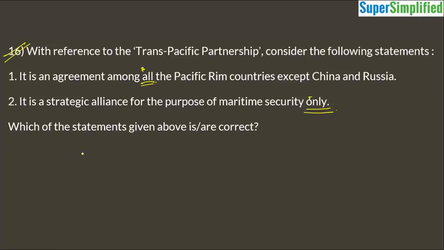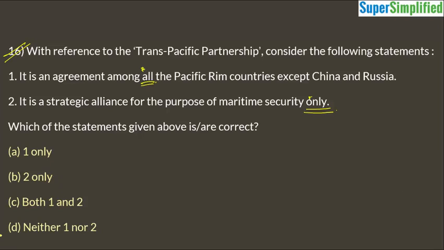Which of the following statements given above are correct? A, 1 only, B, 2 only, C, both 1 and 2, and D, neither 1 nor 2. The correct answer is neither 1 nor 2. It says it is an agreement among all the Pacific Rim countries except China and Russia. Actually in TPP there are only 12 countries. And if you see geographically Pacific Rim countries, there will be around 50 plus countries, but only 12 are part of it. So it can never be all. It is a very doubtful statement when you say all the countries.